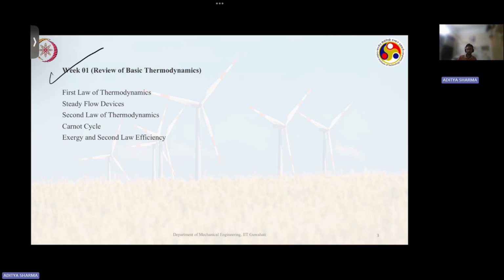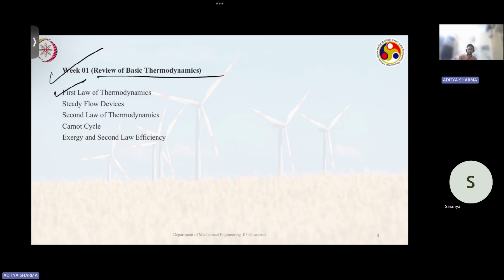So first we had week one where we reviewed our basic thermodynamics knowledge. Some broad topics that were covered were: one was your first law of thermodynamics, which basically is the law of conservation of energy. Then we saw steady flow devices, discussed from the perspective of your parts of vapor power system, where you encounter different steady flow devices, be it your turbine, be it your pump.